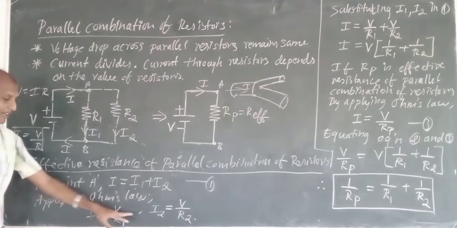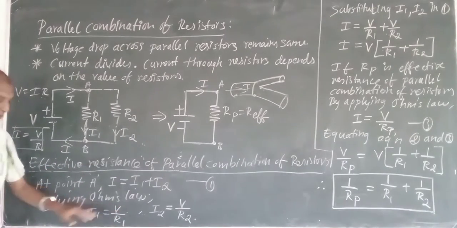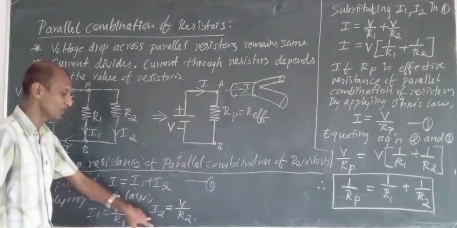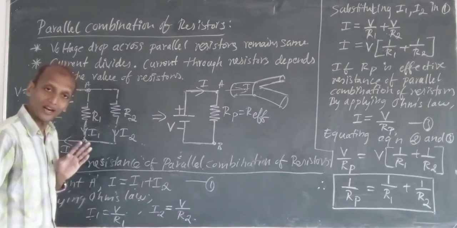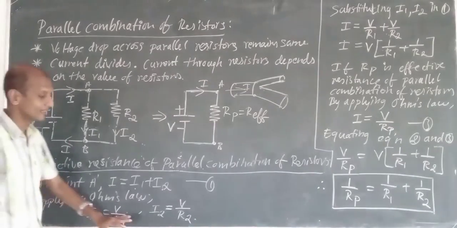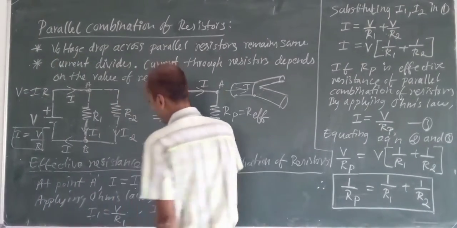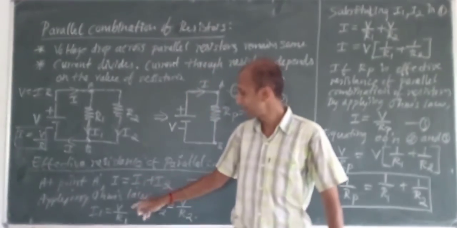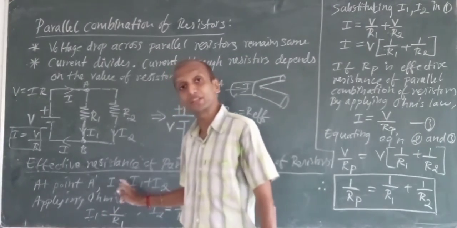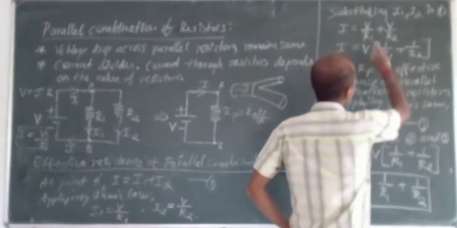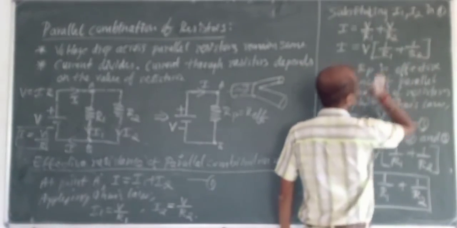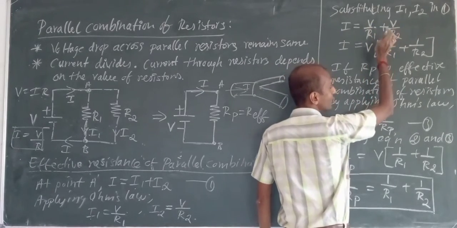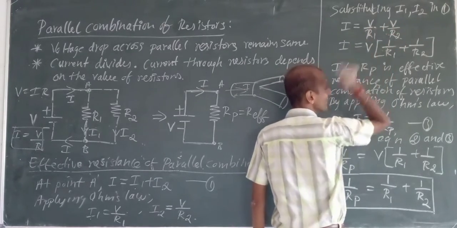So for I1 and I2 I have taken by applying Ohm's law. I1 will be written as V divided by R1, and I2 will be written as V divided by R2. Is that okay? Yes. So now if I apply the value of I1 and I2 in equation 1, substituting I1 and I2 in equation 1, I will be equal to V divided by R1 plus V divided by R2. Here it is I1, this is I2.